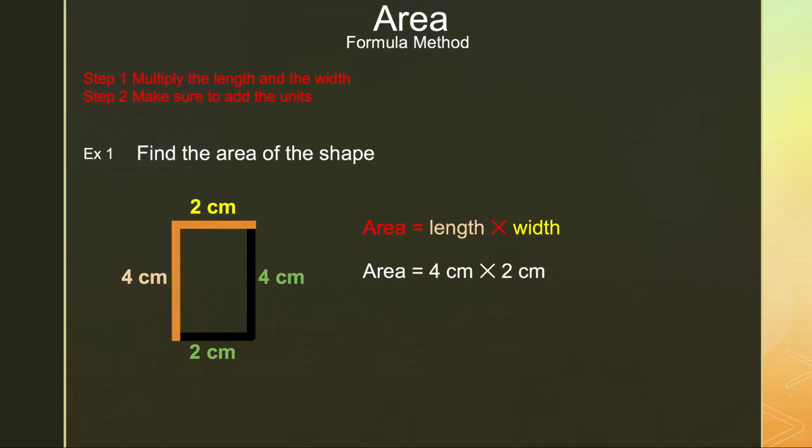And let's go ahead and show you what that is. So we do 4 centimeters times 2 centimeters, which means my area is 8 square centimeters, or 8 centimeters squared. So let's take a look at the next example.